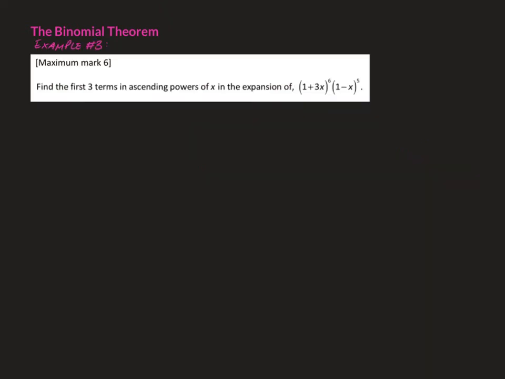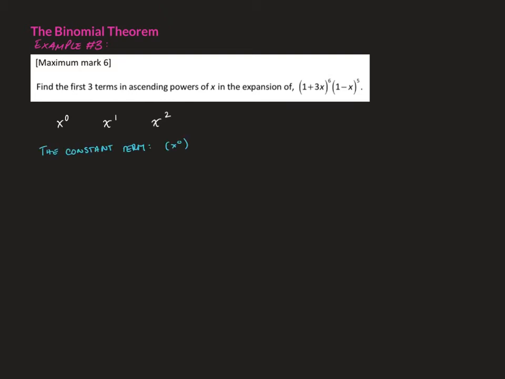For our third example, we have a product of two binomials. Find the first three terms in ascending orders of x in the expansion of 1 plus x to the power of 6 times 1 minus x to the power of 5. We want the terms in ascending powers of x. So we want the x to the power of 0 term, or the constant term. We want the x to the power of 1 term, and we want the x to the power of 2 term. So those would be the three terms that we are looking for.